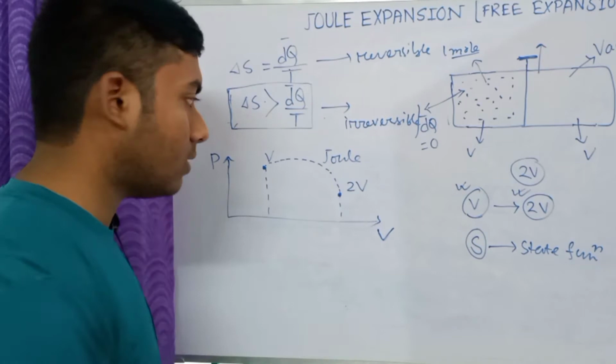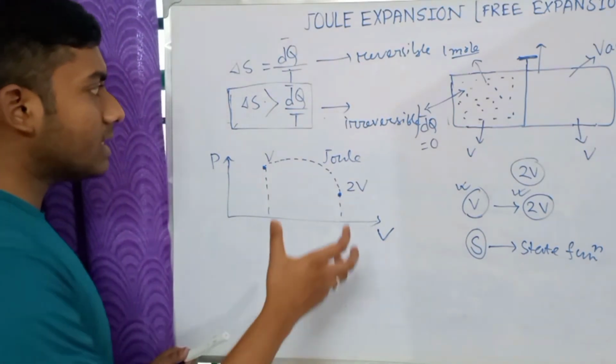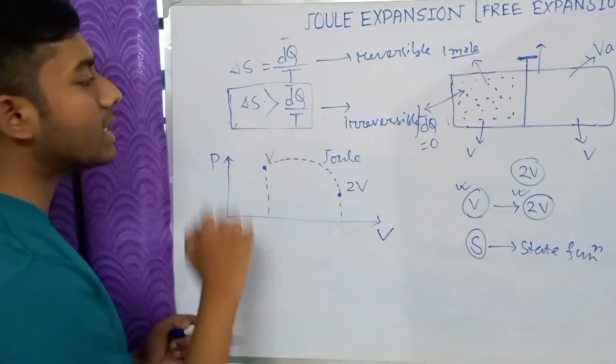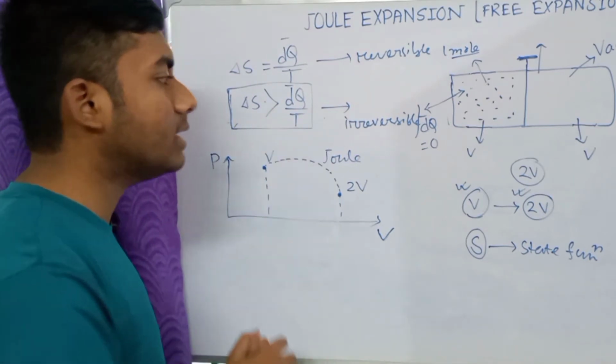So this is justified. Now what is the main difficulty of finding del S? Why can we not find del S?